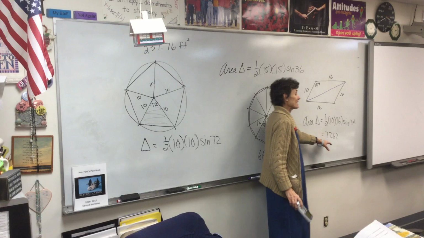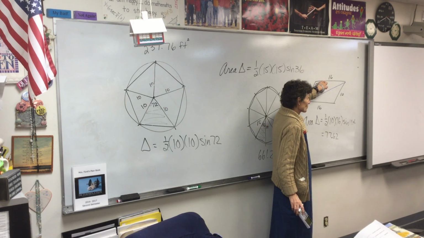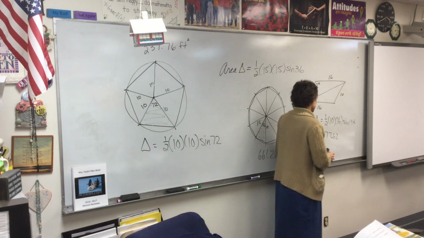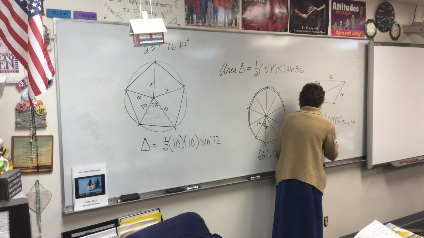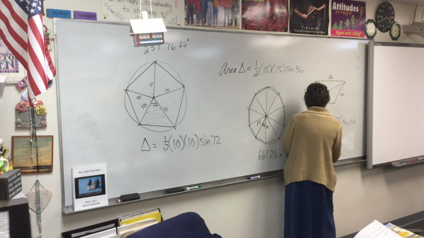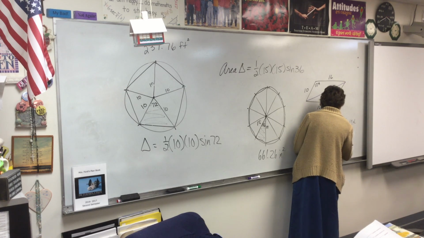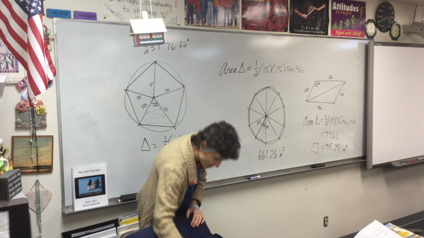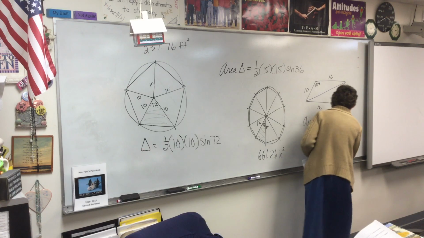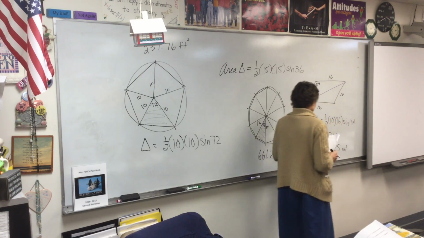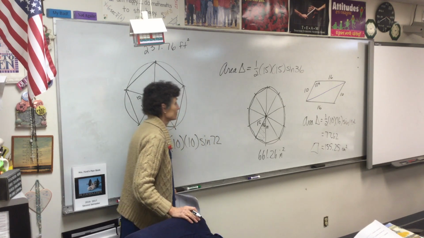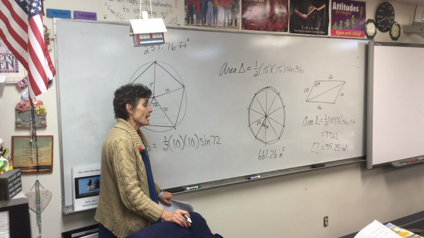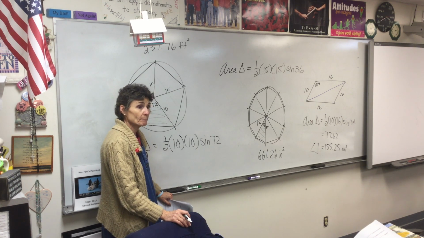Because what is this? That's the area of this right here, right? We need to double it to get the area of the whole figure. So the area of the parallelogram will be 155.25 square inches. Or centimeters, sorry, square centimeters. Now, anybody have a question about that?